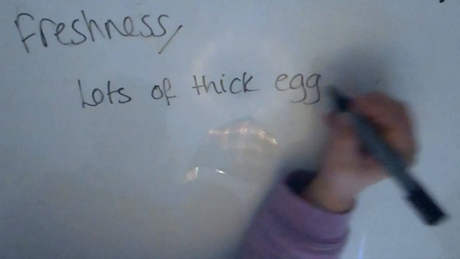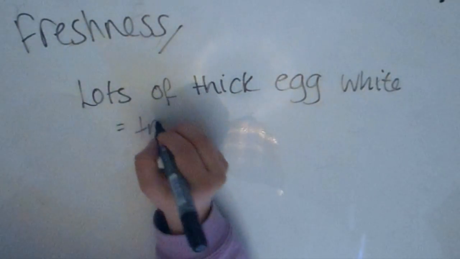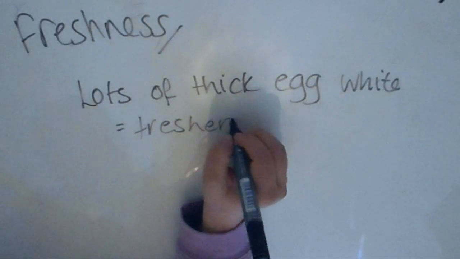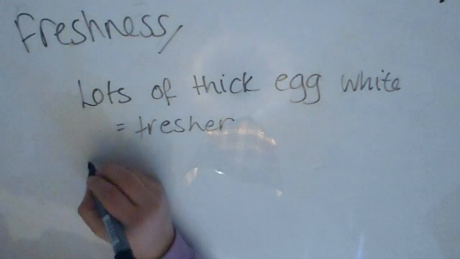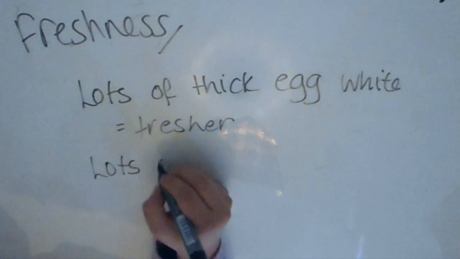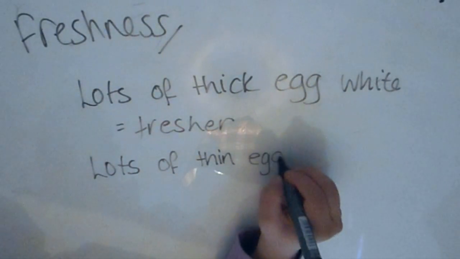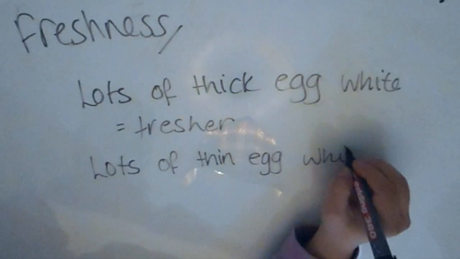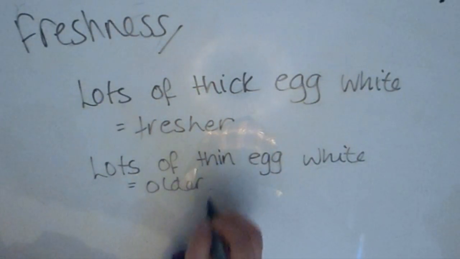So when you crack an egg open, you'll be able to see that there is the yolk, then there's a thicker egg white, and then around the edge there's a thinner egg white. The more thick egg white you have, the fresher the egg. The more thin egg white you have around the very edge, the older the egg, so it goes a little bit watery around the edge. That's because over time that thick egg white gets thinner, so you can see the difference.